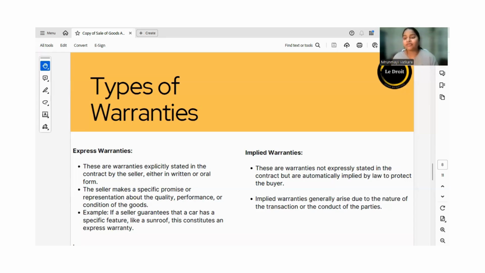Then comes implied warranties. These are warranties not expressly stated in the contract but automatically implied by the law to protect the buyer. Implied warranties generally arise due to the nature of the transaction or conduct of the parties. Now let's move forward and understand what are the types of implied warranties.